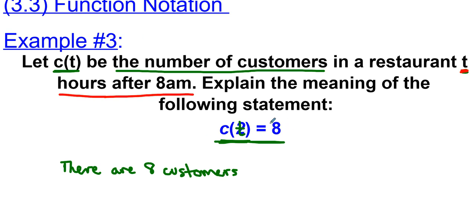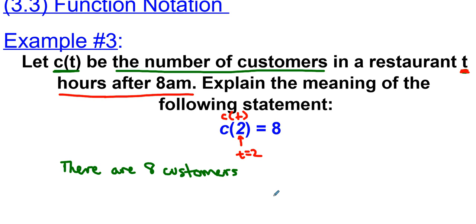Now look at the other part. This is C of t. Well, t got replaced with a 2. t is now a 2. And look back at your problem here. It says t hours after 8 a.m. So we're 2 hours after 8 a.m. So there are 8 customers 2 hours after 8 a.m.